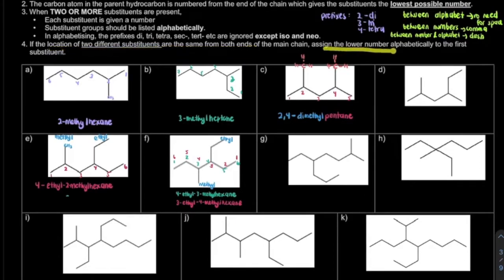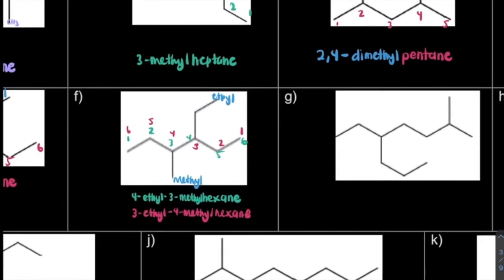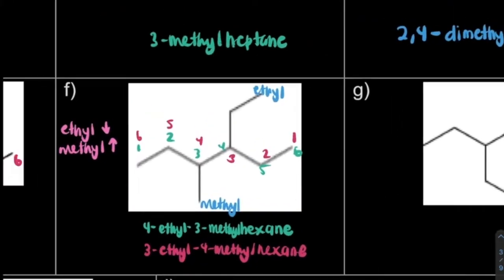So if it's the same, assign the lower number alphabetically to the first substituent. Between E and M, the E should get the lowest number. In this case, our numbers are between 3 and 4. So ethyl must be number 3, and methyl we want number 4. So our answer would be 3-ethyl-4-methylhexane. So I'm going to erase it.